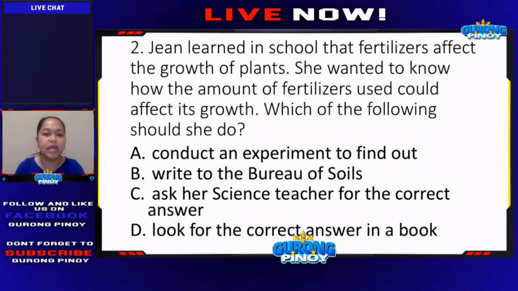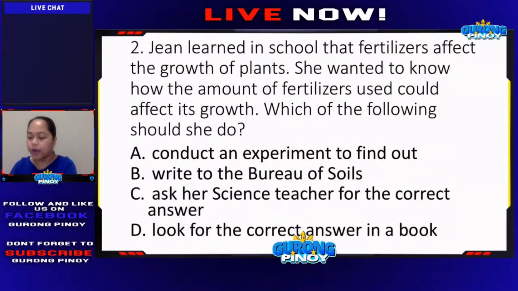Question number 2. Jean learned in school that fertilizers affect the growth of plants. She wanted to know how the amount of fertilizers used could affect its growth. Which of the following should she do? Is it letter A, conduct an experiment to find out? Letter B, write to the Bureau of Soils? Letter C, ask her science teacher for the correct answer? Or letter D, look for the correct answer in a book?